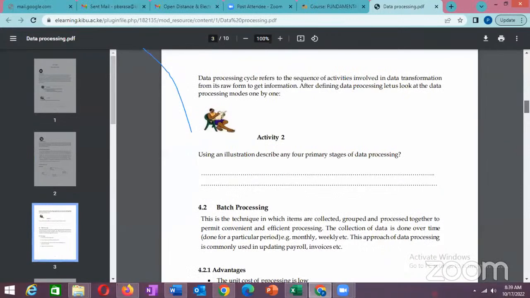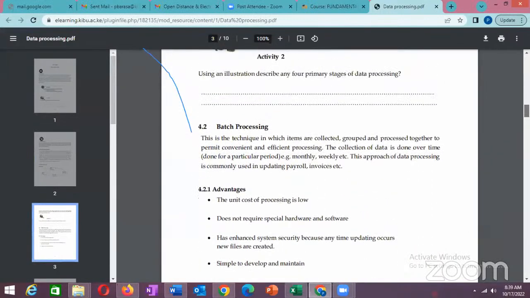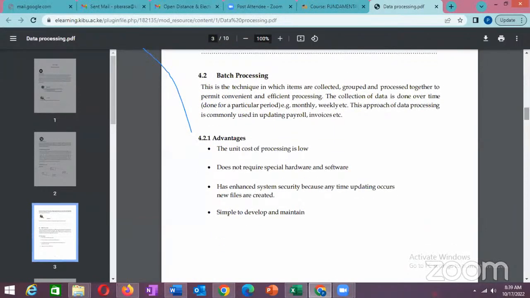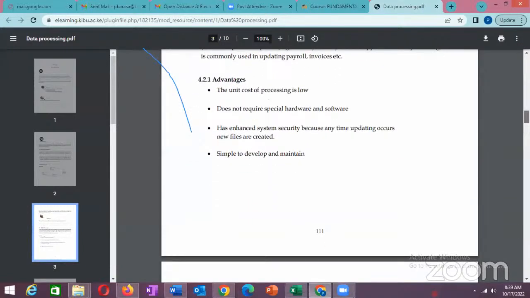So we are now going to batch processing. This is the next stage. So we are looking at batch processing. This is a technique in which items are collected, grouped, and processed together to permit convenient and efficient processing. The collection of data is done over time, for a particular period, e.g. monthly, weekly. This approach of data processing is commonly used in updating payroll, invoices, etc.